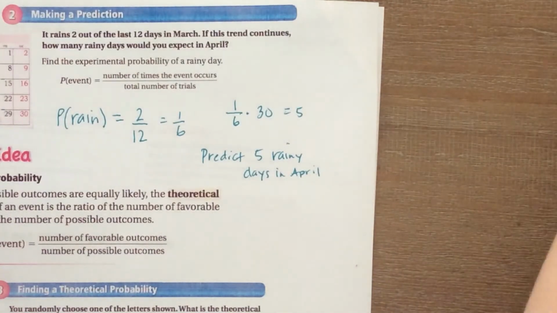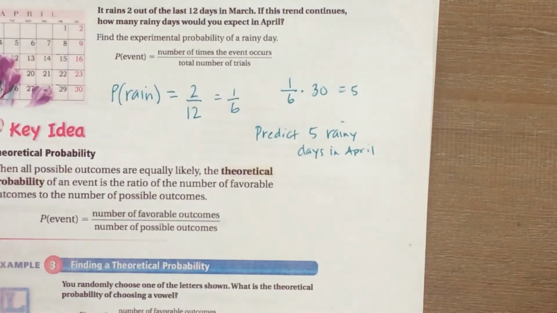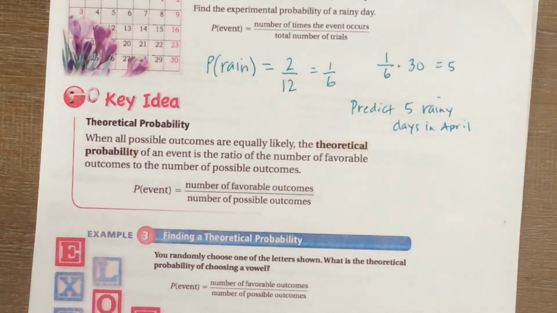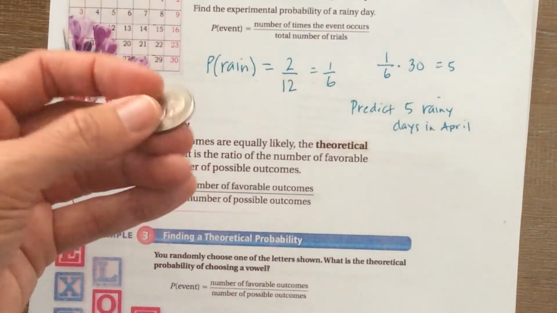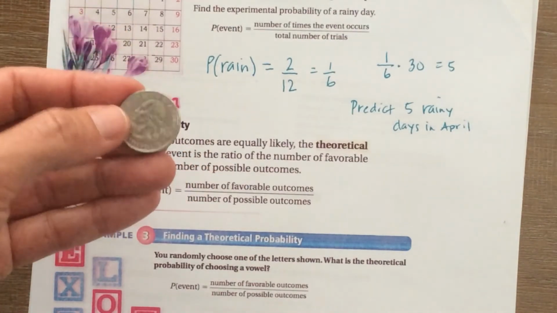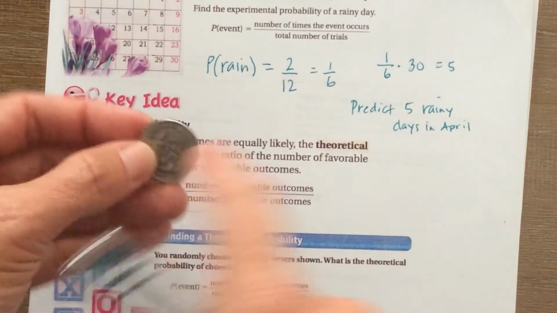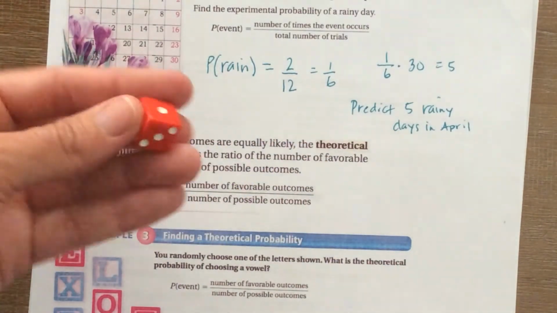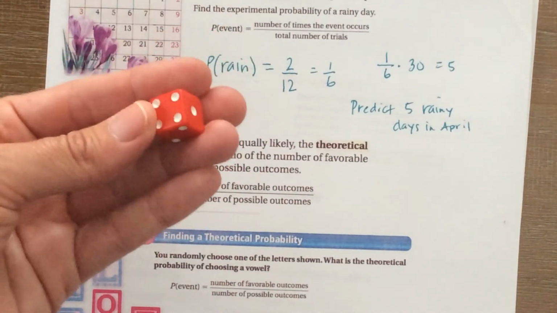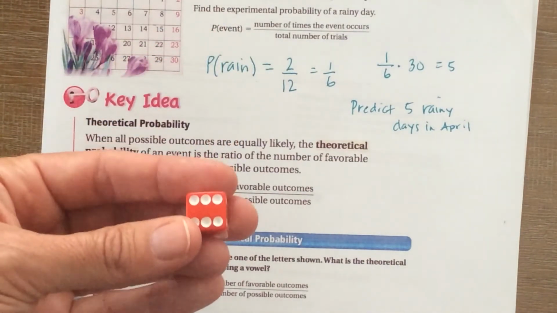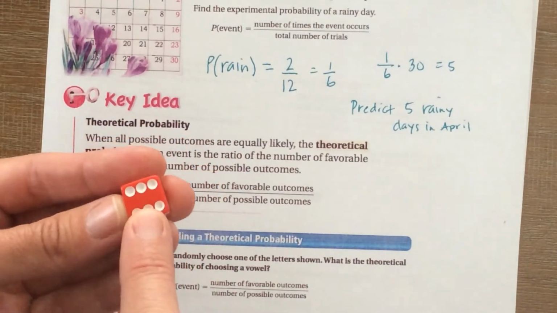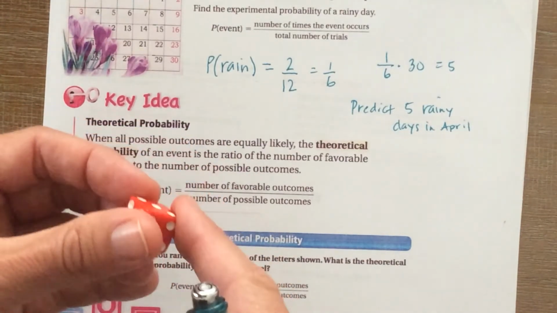Now, going back to this idea of theoretical probability, okay, this is kind of basic probability, you guys. When all possible outcomes are equally likely, the theoretical probability of an event is the ratio of the number of favorable outcomes to the number of possible outcomes. For example, equally likely to flip heads or tails, right? If I want to flip heads, I have 1 favorable outcome over 2 possible outcomes, right? Equally likely, because this is a fair number cube, okay? So if I want to roll a 6, there is 1 favorable outcome over 6 possible outcomes.